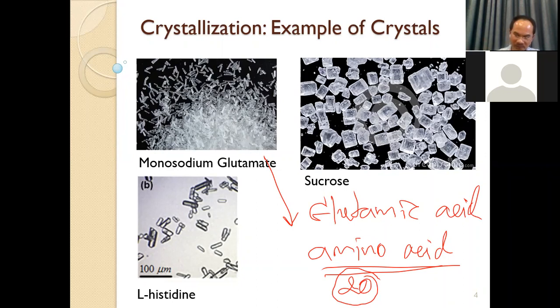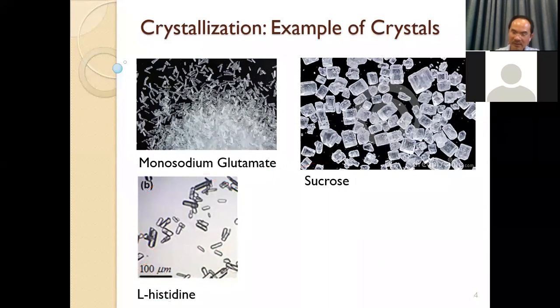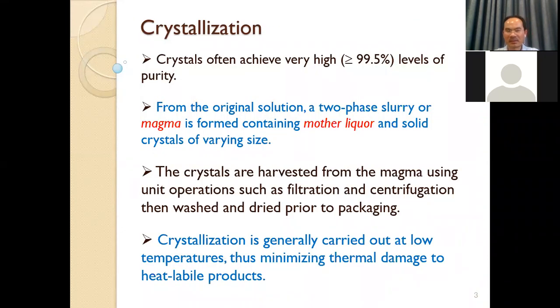This is a crystal of alkalinity. There is also sucrose. The product of crystallization is crystal. Crystal means the pure substance, only one component. This is the definition of the crystal.